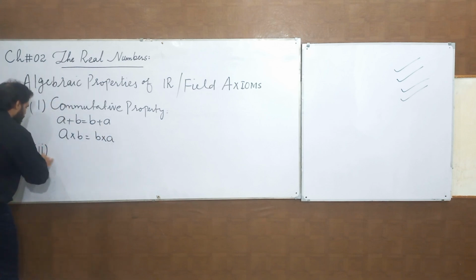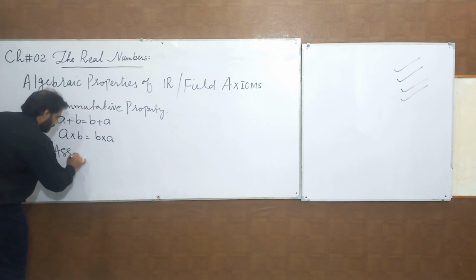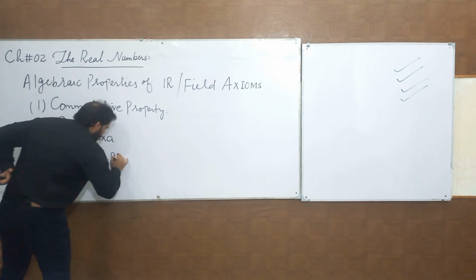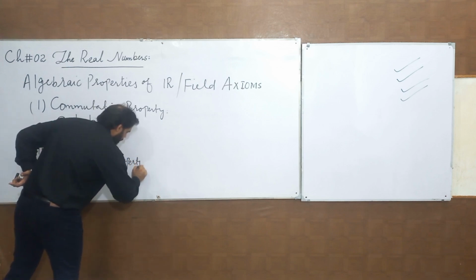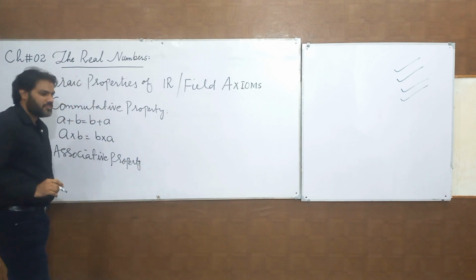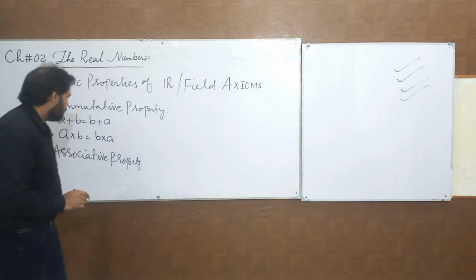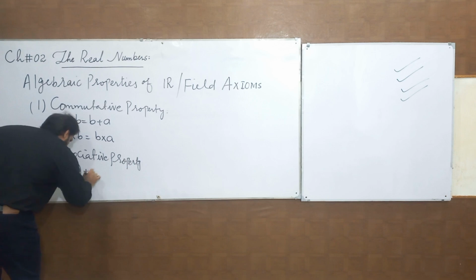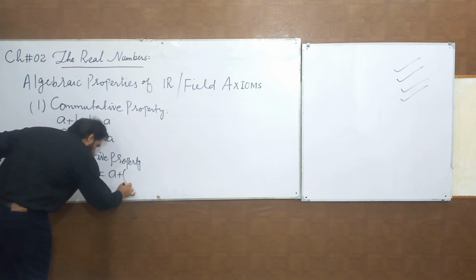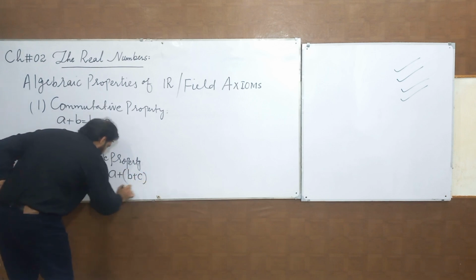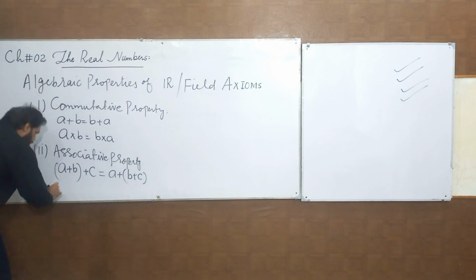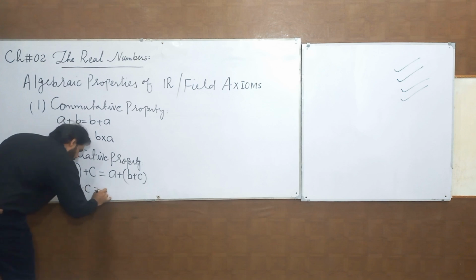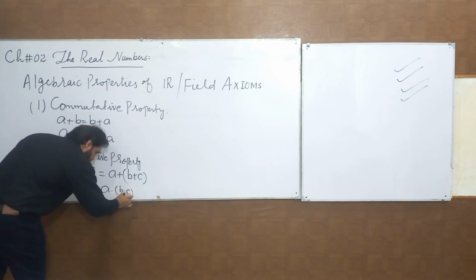The next one is the associative property. In this property, if A, B, C are three real numbers, then (A plus B) plus C is equal to A plus (B plus C), and in case of multiplication, (A into B) into C is equal to A into (B into C).